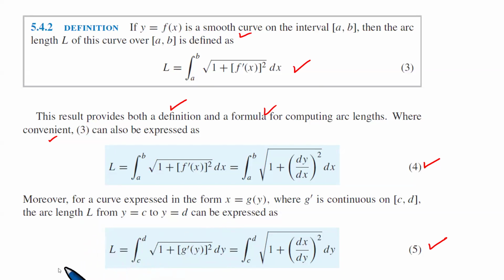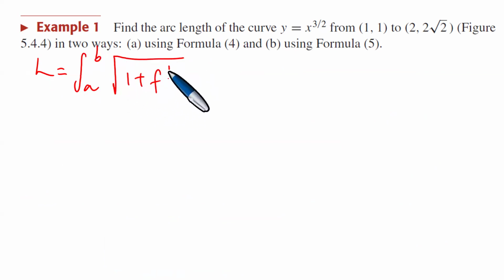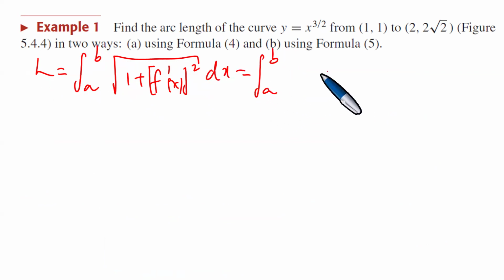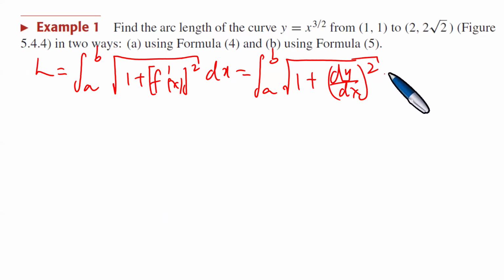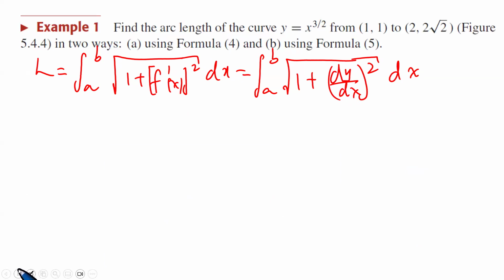Formula 4 is clear: at this point you have the arc length, which is the integral from A to B of the square root of 1 plus f prime of x squared dx, which is the integral from A to B of the square root of 1 plus dy dx squared dx. And this here is our formula 4, which you need to use.